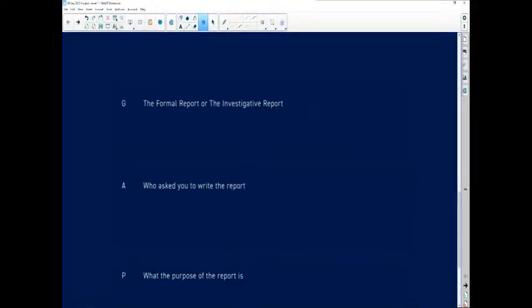So I'm talking about the formal or investigative report. So when you read a report, you go back to the idea that you are communicating information. Fair enough. But you want to convey that information in a format that makes it easy for the person who's going to read the report to grasp that information, to get that information quickly.